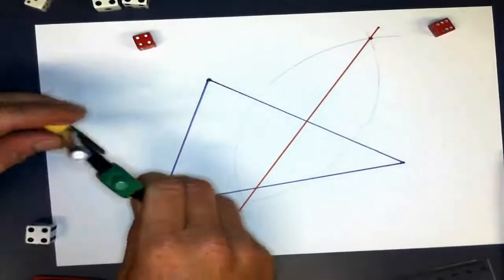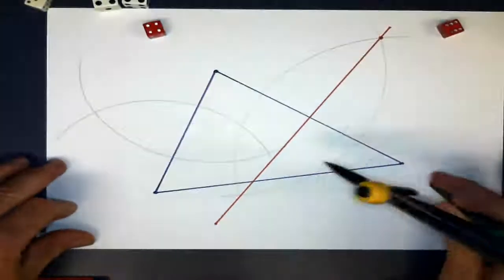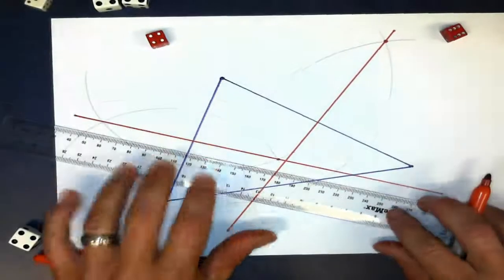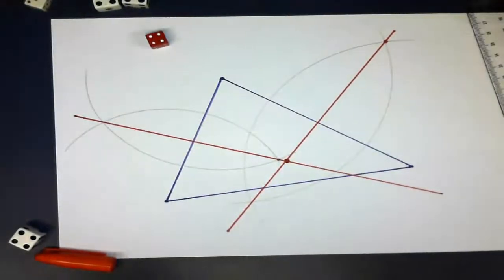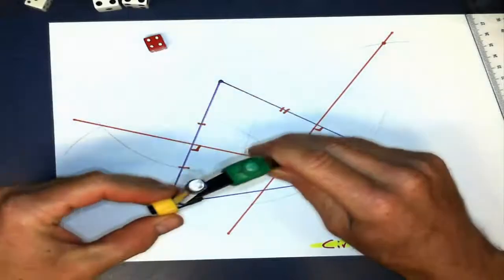Do it again on the other side. Get some arcs over here from that endpoint, do another arc there, rule up those intersections, and that's my perpendicular bisector for that side. Now where that point meets is the circumcenter. Okay, so that's what we're going to be looking at today.